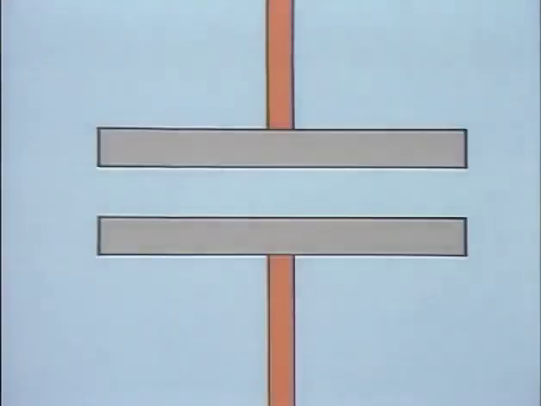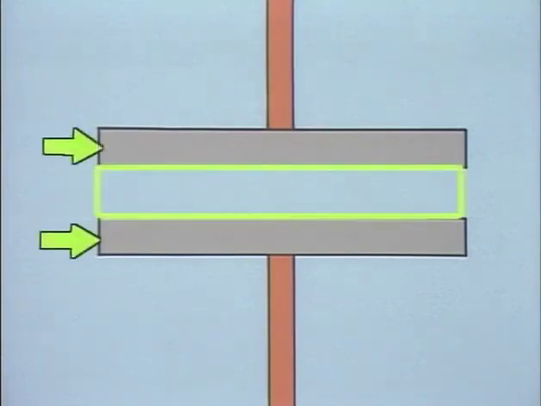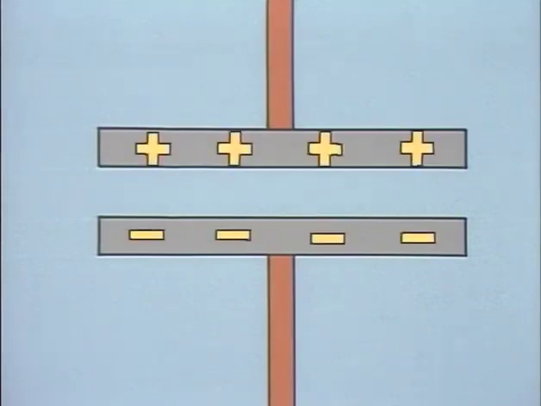Capacitance is the electrical property of AC circuits that opposes a change in voltage. Capacitance is developed by a capacitor. A capacitor is a device that has the ability to store a charge. It consists of two plates and a dielectric. When a voltage is applied to the plates of a capacitor, the plates become charged to the voltage applied.